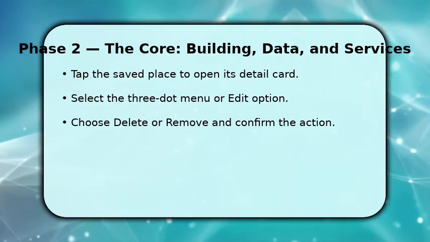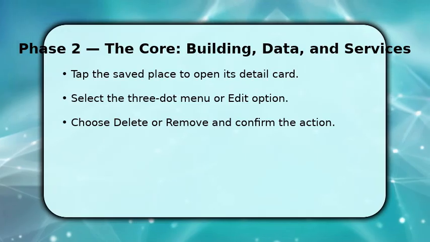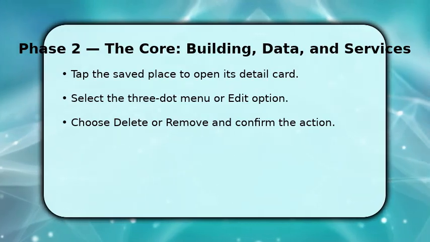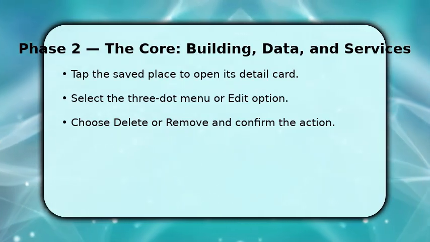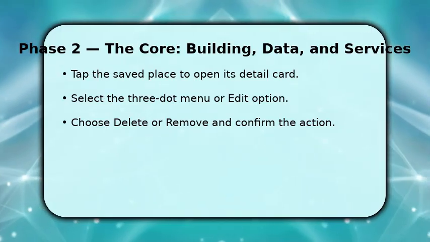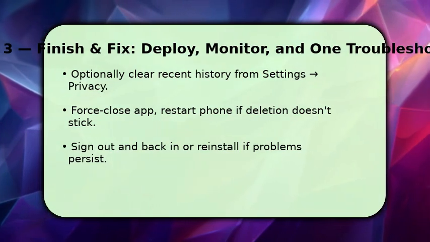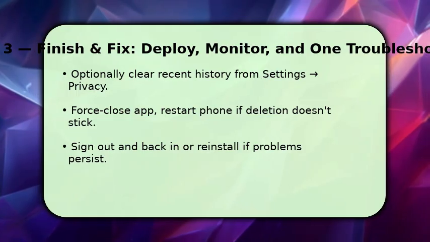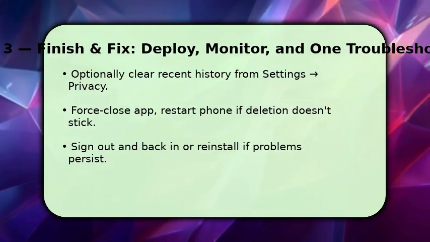Make sure to wait for the confirmation toast or check the saved list. If it still appears, you may need to refresh or sign out and back in. Finish by clearing recent history if you want the location gone from recents as well. Go to Settings, Privacy, then Clear History.